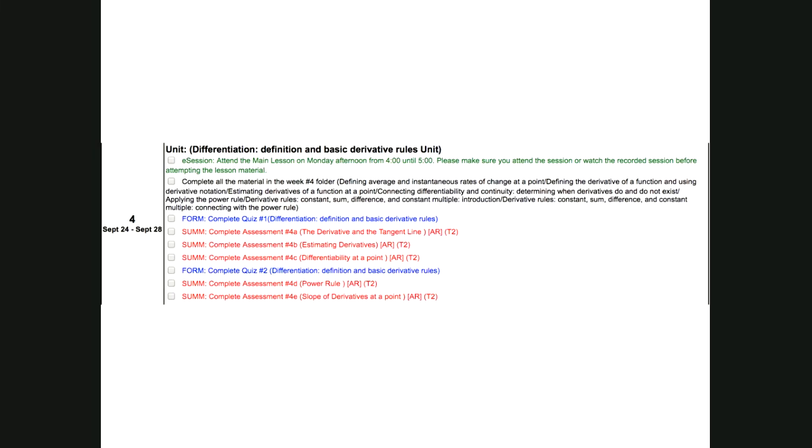Today, we're going to be talking about the derivative and the tangent line, estimating derivatives, differentiability at a point, and we're going to also talk about power rules and slope of derivatives at a point. Boy, that's probably 2 or 3 weeks of AB calculus right there. However, since you guys had AB calculus already, we just keep cruising along because we have to get all of this stuff done before we start with the newer stuff.